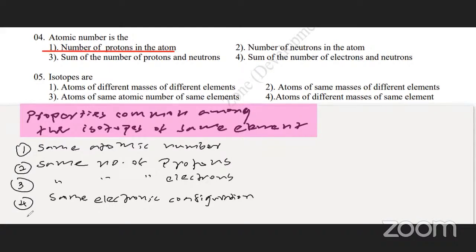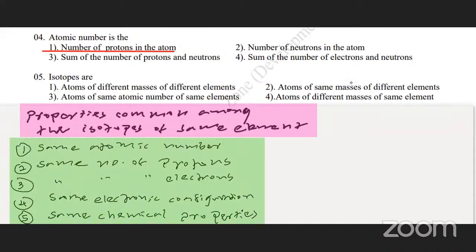And next one, number 5, same chemical properties. Please take down this: properties common to the isotopes of the same element. If you want, I can give an example. Say, if you take hydrogen, H11. Okay, please copy down this.